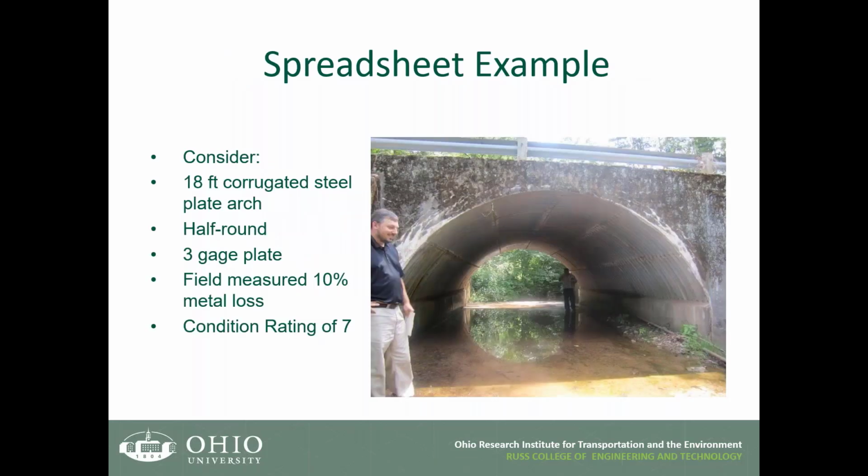So that gives you a basic understanding of what the project was. And so what I'm going to do next is talk about an example on the spreadsheet to walk you through the spreadsheet so you can see how it actually works. So what we're going to look at is the arch that Dr. Sargan talked about earlier in Washington County. And it's a half round arch. It's an 18-foot corrugated steel plate arch. It's a half round. It's a 3-gauge plate. And for the sake of this example, let's say that there's a field measured 10% metal loss and that the condition rating of the structure is 7.